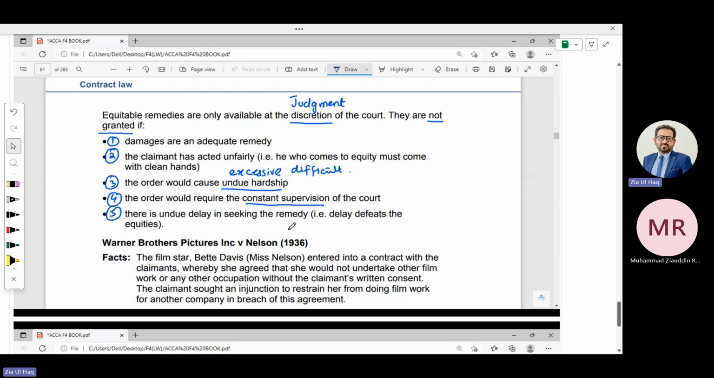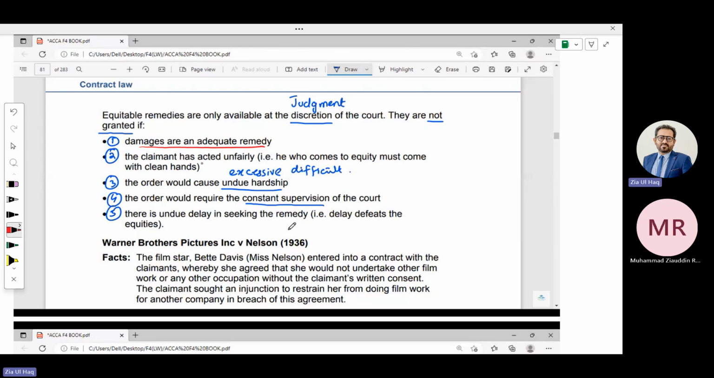Equitable remedies are only available at the discretion of the court. I mean, who will decide? The court. The court will decide whether there should be specific performance, injunction, or rescission. They are not granted in certain situations where damages are an adequate remedy. Where only financial compensation can put the party at ease, the court will not say do something, or do not do something, or do something to put him in the initial position. Where the only remedy is damages, meaning financial payment, there will be no equitable remedy, no performance or injunction.